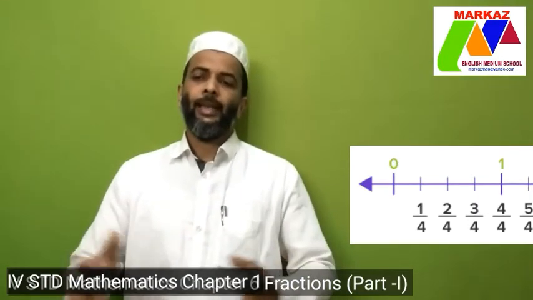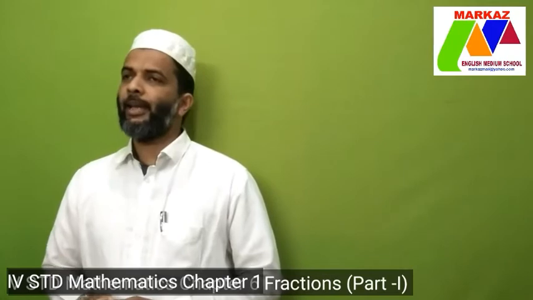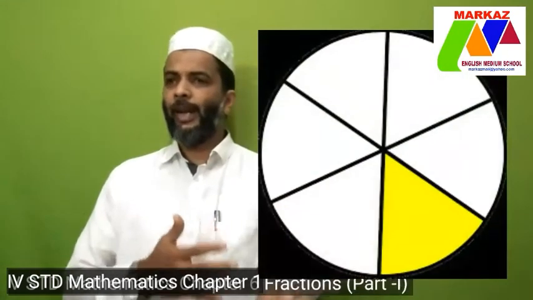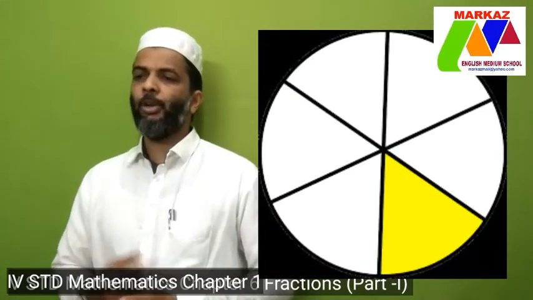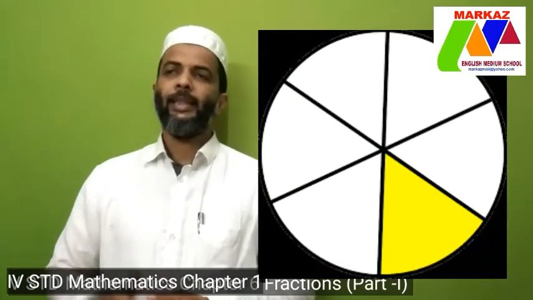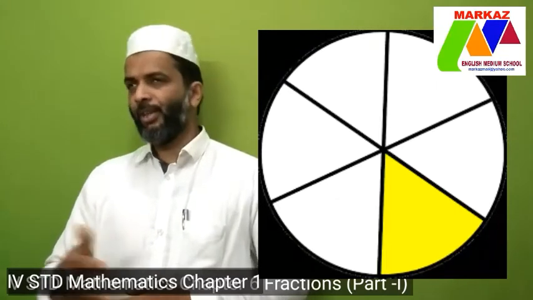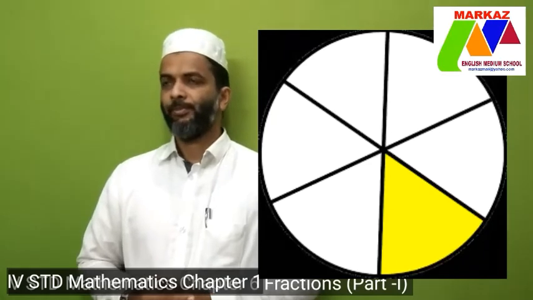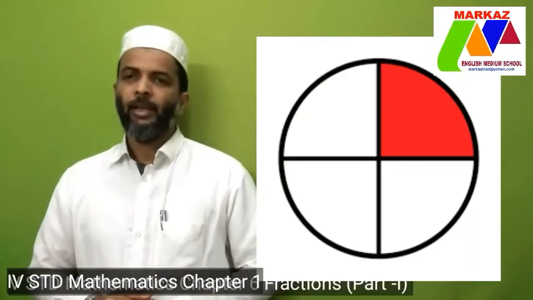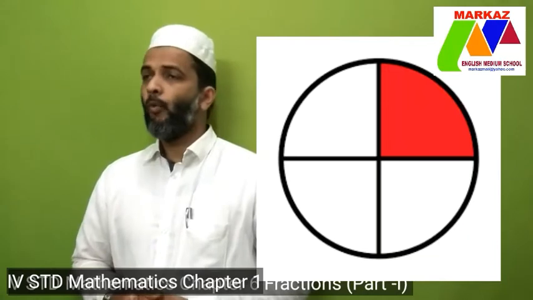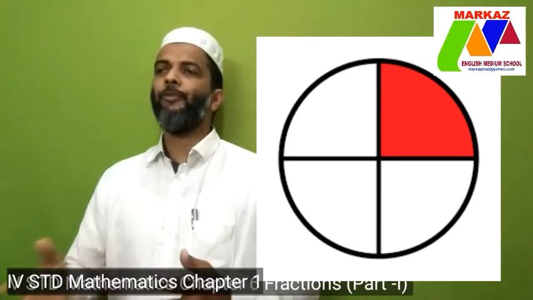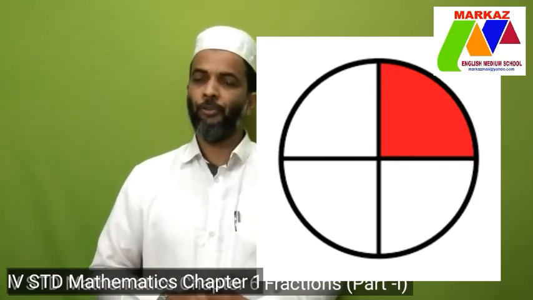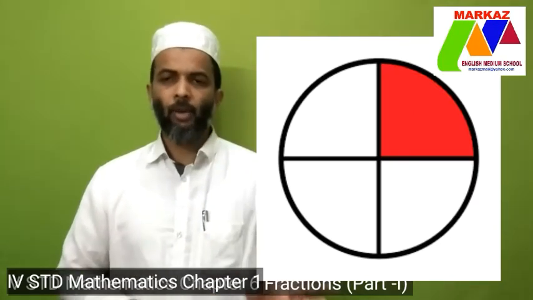Now, let us see how to write a fraction in numerals and in words. Look here. The fraction for the colored part in this figure is written in numeral as 1, then division bar, then 6 below it, and as 1/6 in words. Look at the second image. Here it is written in numeral as 1, then division bar, then 4 below it, and as 1/4 in words.